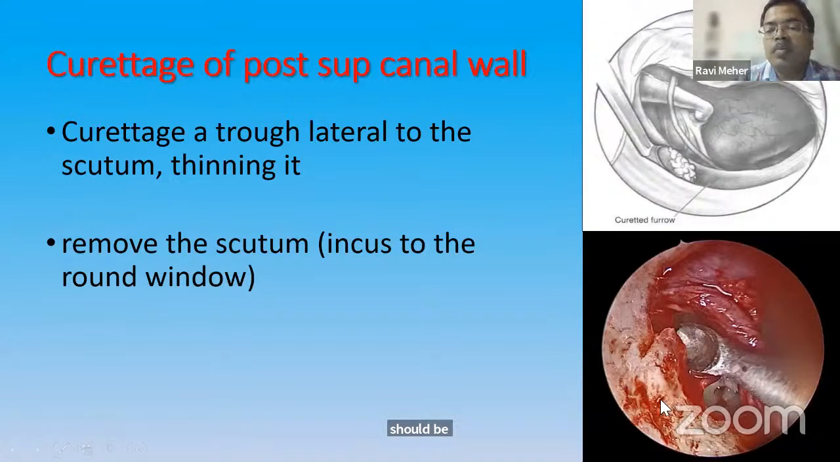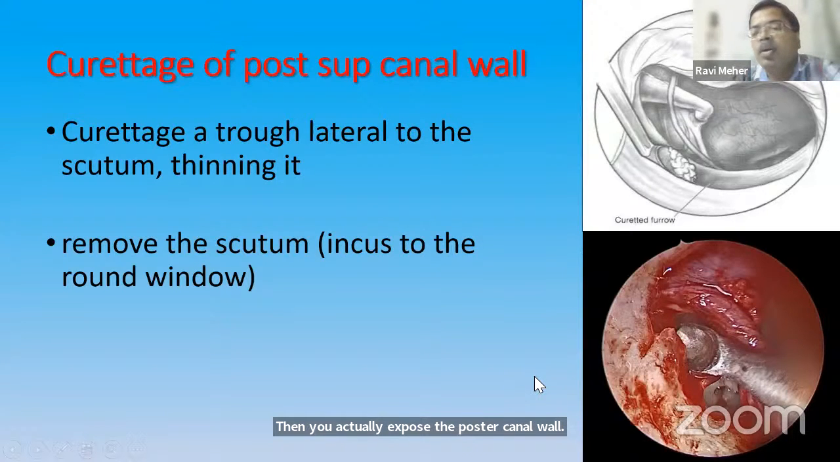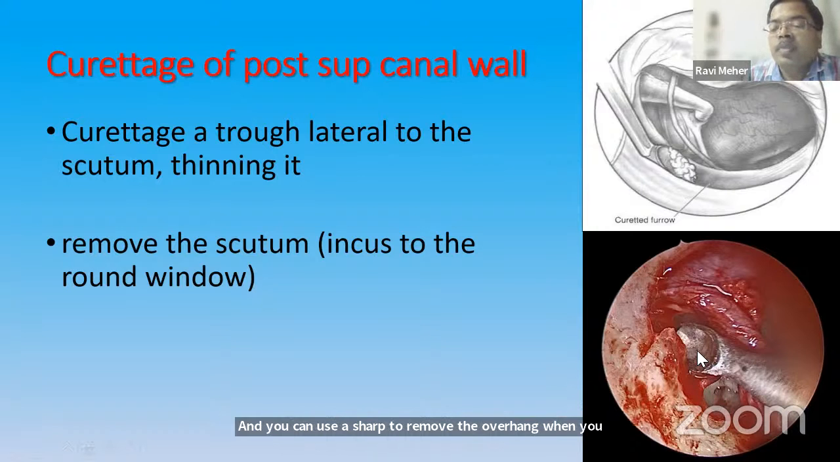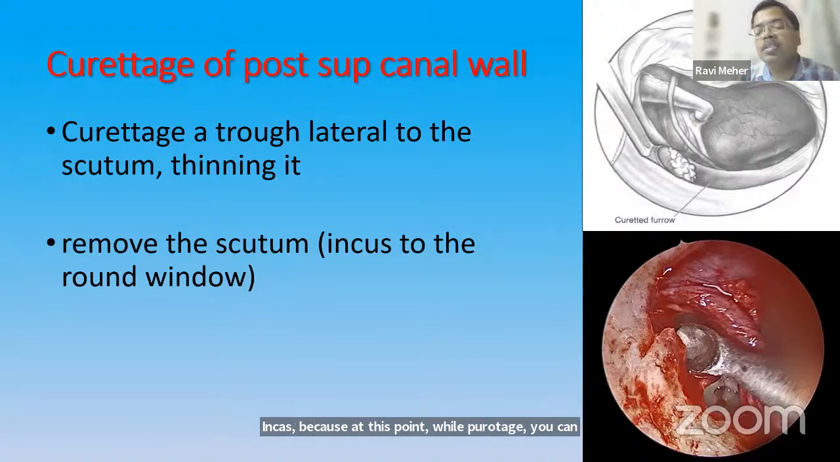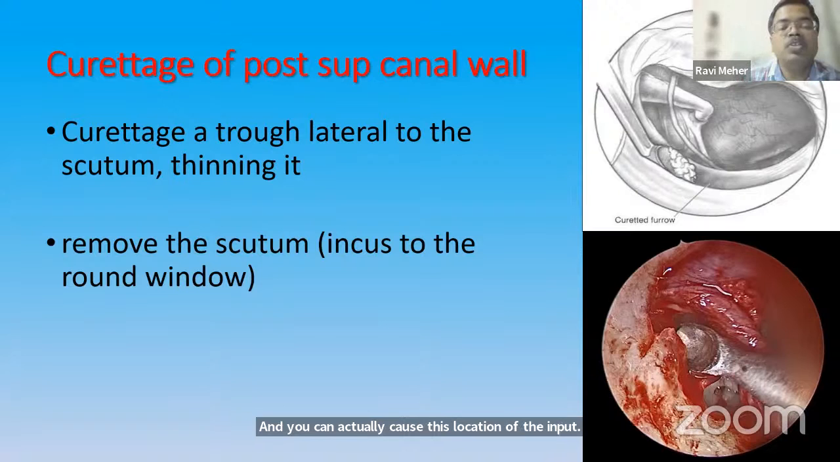Then you expose the posterior canal wall. To expose the stapes footplate area, you have to remove the posterior superior canal wall, right? And you can use a sharp curette to remove the posterior superior overhang. When you remove the overhang, it should be very gentle, and you should not damage the incus, because at this point, while curetting, the tip of the curette can strike the long process of the incus, and you can cause dislocation of the incus. So at this point, it should be very gentle, and you should do it in vision. Under vision, it should be removed.